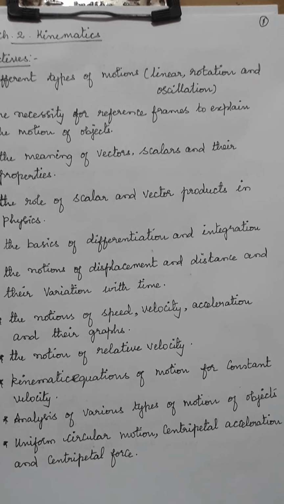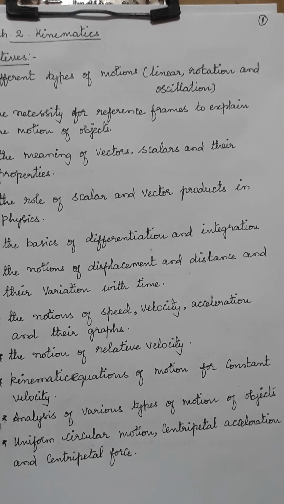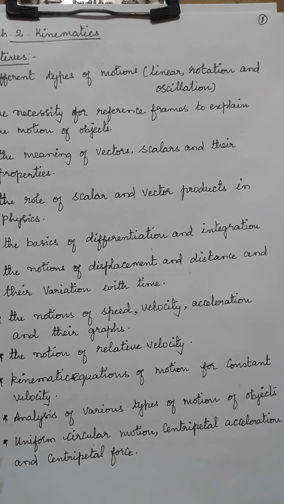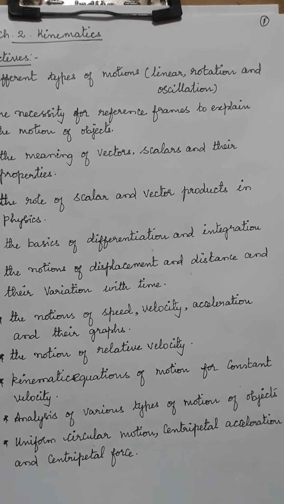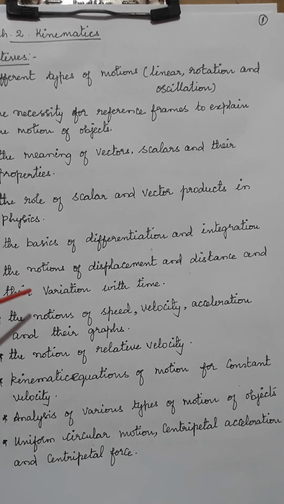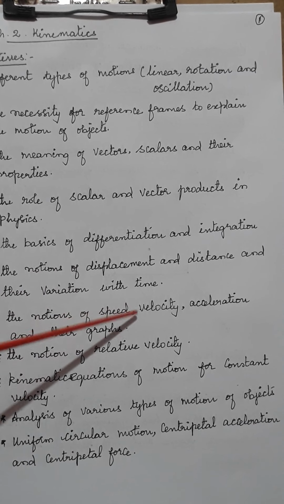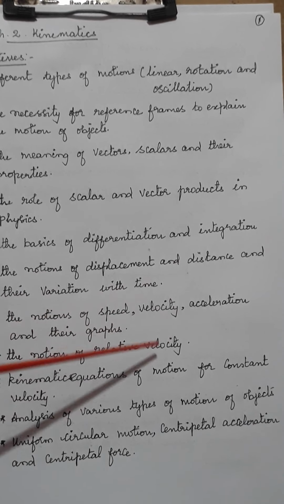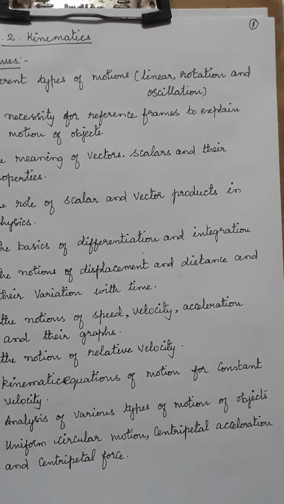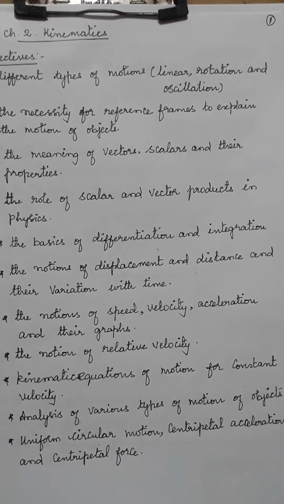Then you will analyze the various types of motion. This is all linear motion. Then you come into uniform circular motion. So naturally circular motion will talk about displacement in angular terms, and velocity in angular terms, which will constitute centripetal acceleration and centripetal force. So this is all what you are going to study in your lesson 2.